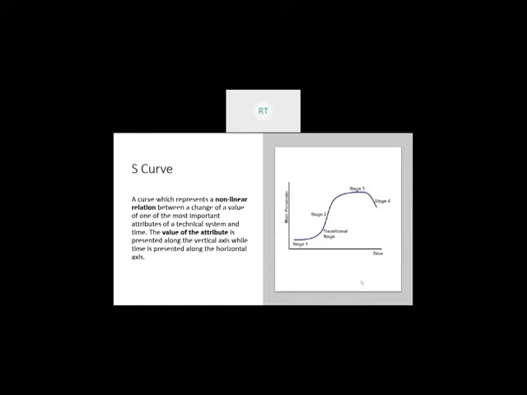So what exactly is an S-curve? On the left hand side, there's a curve that's visible on the right side of my slide.